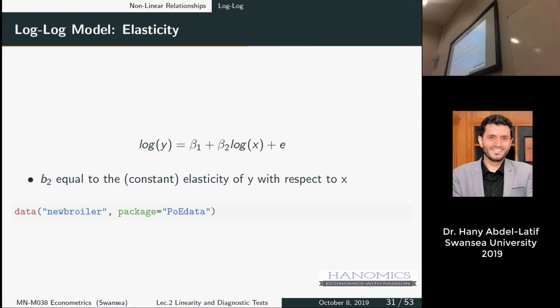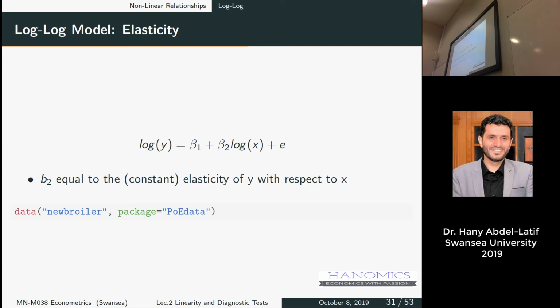So how about if we have log on both sides? We have log on the right-hand side and the left-hand side. So we have log Y and log X. In that case, this is what we call elasticity. So beta here is going to be, if you change X by 1%, then Y will change by beta percent. So the percent change again is percent change, and that's why we call it elasticity.